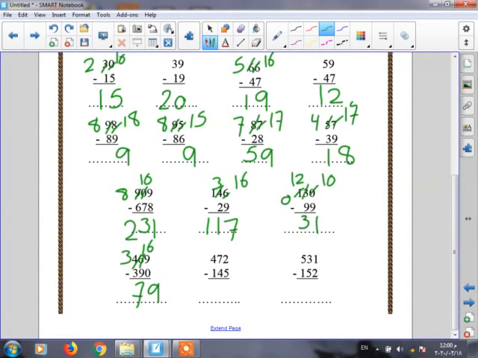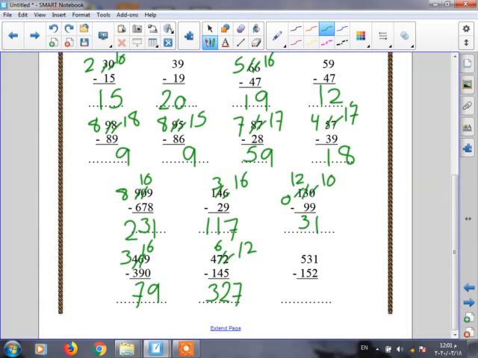472 minus 145. I start from ones. 2 minus 5. No, we can't. Borrow 1 from 7. 7 becomes 6 and 2 becomes 12. 12 minus 5. After 5, 6, 7, 8, 9, 10, 11, 12. How many? 7. So I write 7 in ones. 6 minus 4. After 4, 5, 6. 2 in tens. 4 minus 1 equal 3. So the answer is 327.